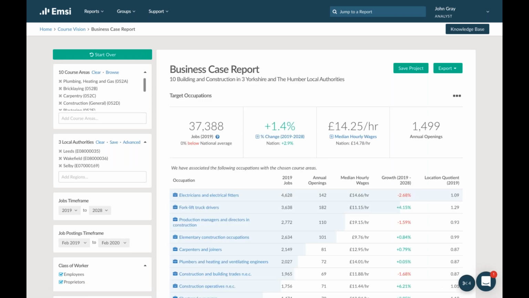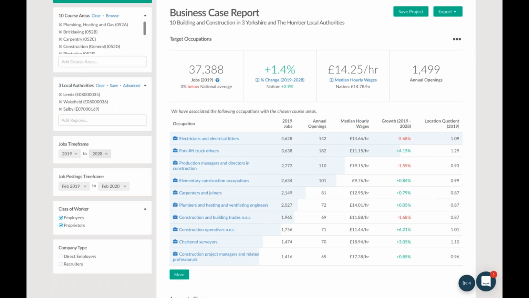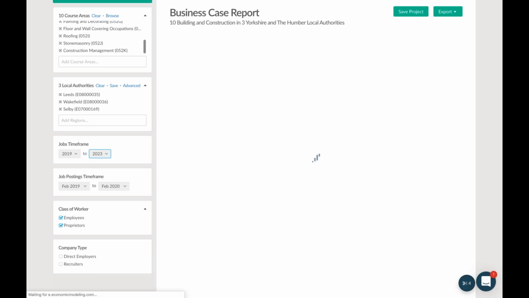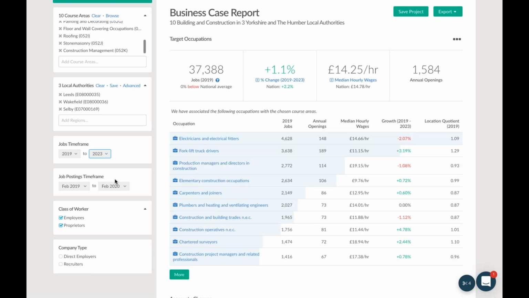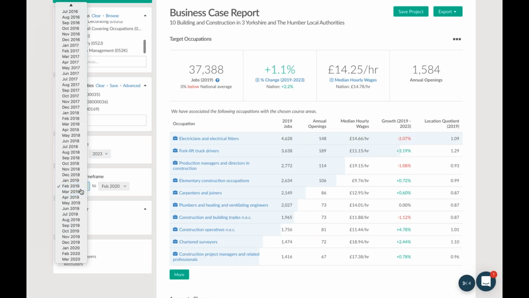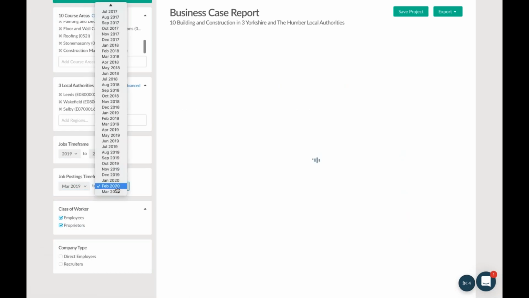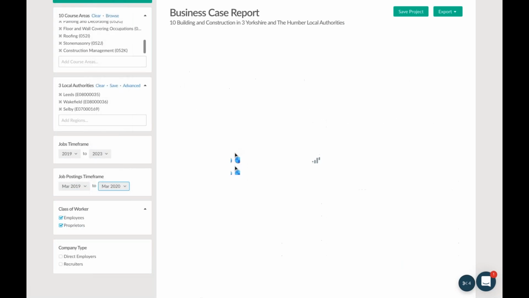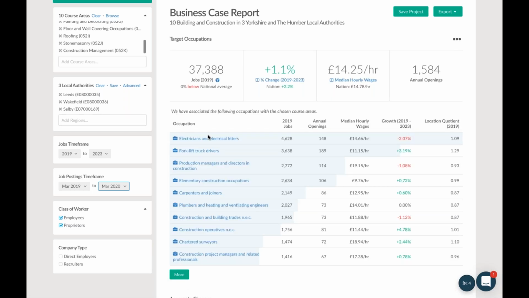So again, on the left-hand side, we can see we've got the areas selected. Once you've looked through the data, you might decide that you want to deselect some of those. We've then got the jobs time frame. So as we had before, let's just change the time frame to look at something different. So let's say 2023. And in this report, because we've got job posting data, we can also look at the time frame for the job postings. So let's look at March 2019 to March 2020. So we're looking at job postings in the last year.